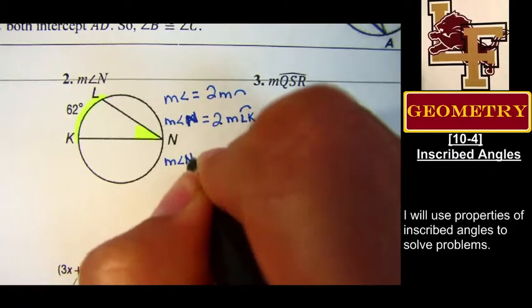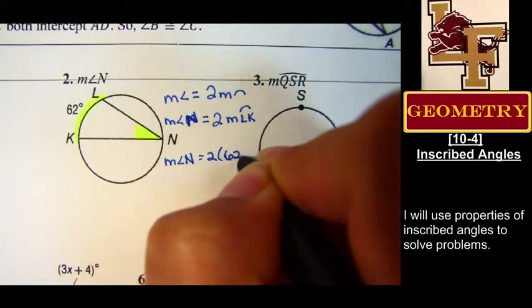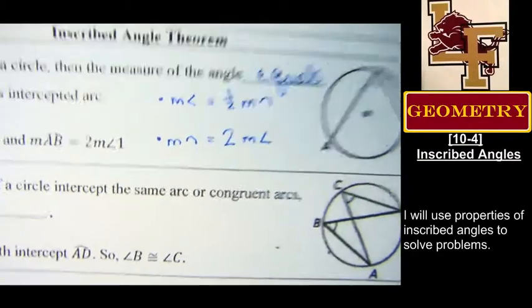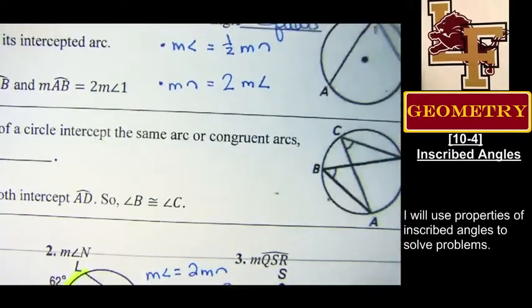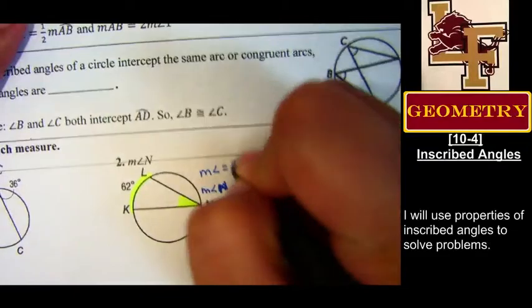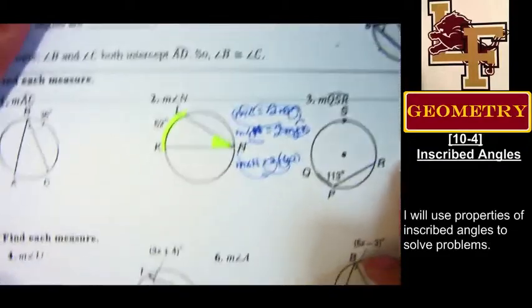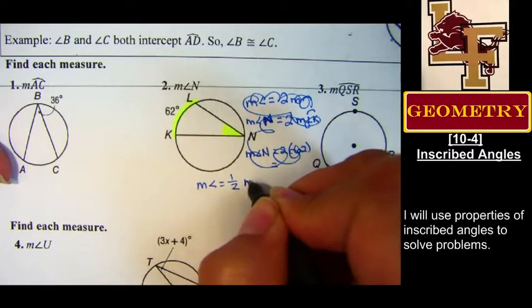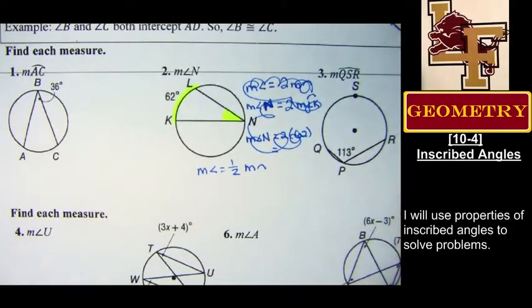All right? What's the measure of the arc? 62 degrees. So I'm going to substitute. The measure of the... Did I put it in the right spot? Wait. Look at my formula. Did I use the right formula? Oh, I always do that. I always use the wrong formula. Sorry, guys. There it is. You guys gotta be looking, making sure I'm putting it right.